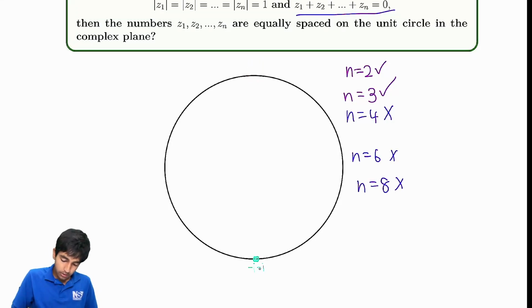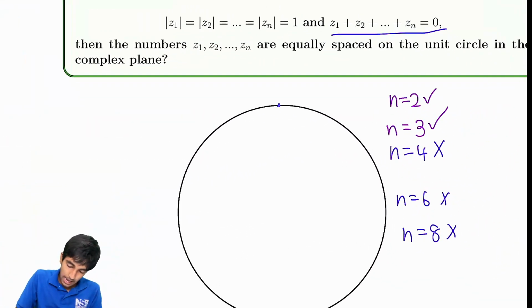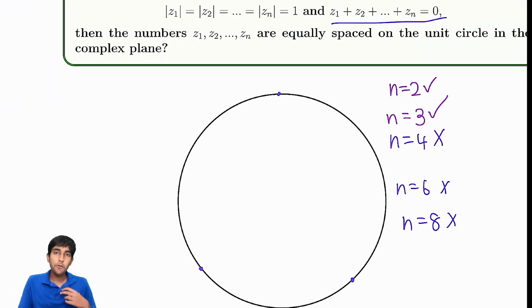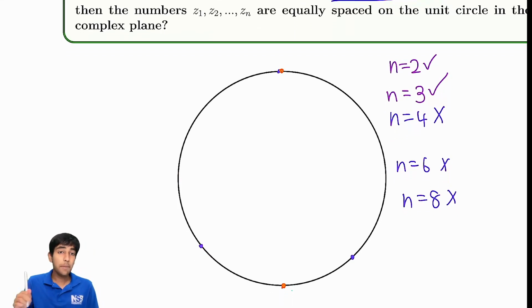Okay, but now what about n equal to 5? Does that work? Let's try and do something. What if we have an equilateral triangle like we had earlier? Remember, we had 3 points that sum to 0. And now what if we put these 2 points that also sum to 0? Or rather, we can do that anywhere. We can put another point here and a point here. Take a look at that. 5 points, they sum to 0. They're clearly not equally spaced.